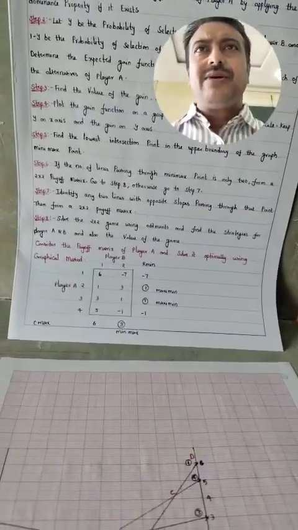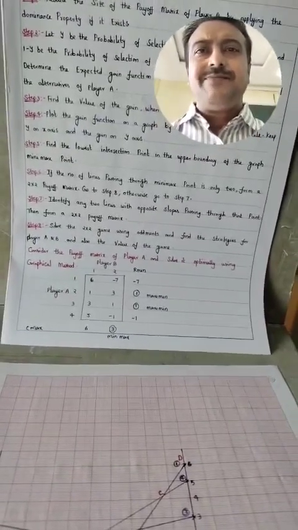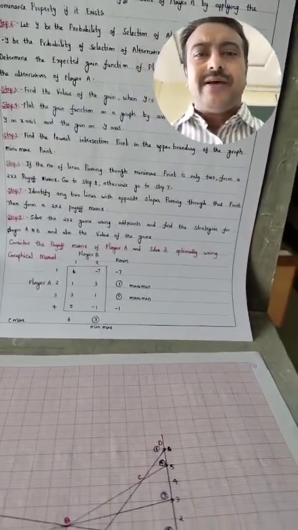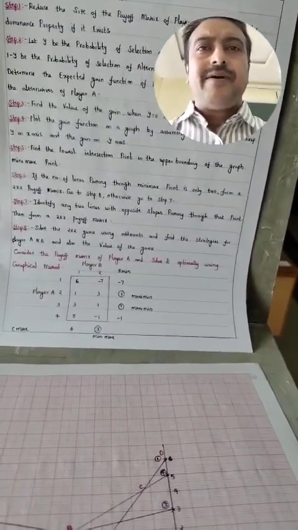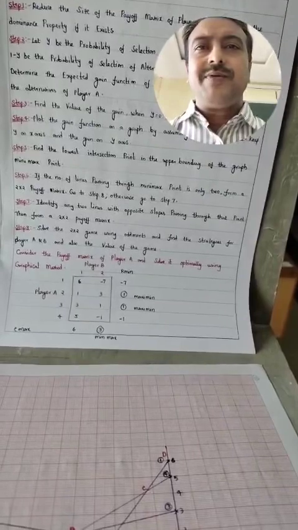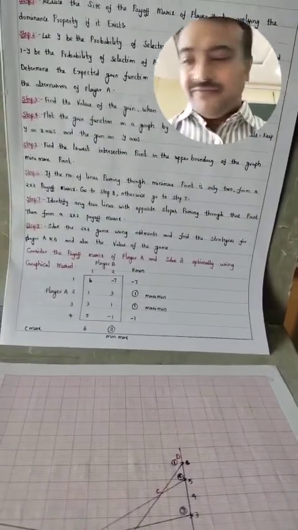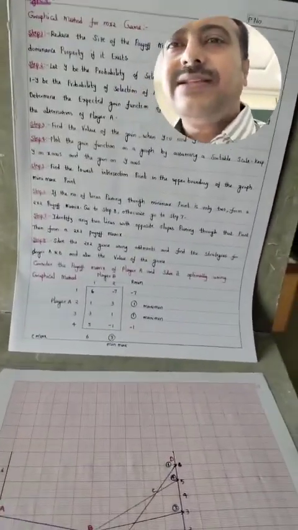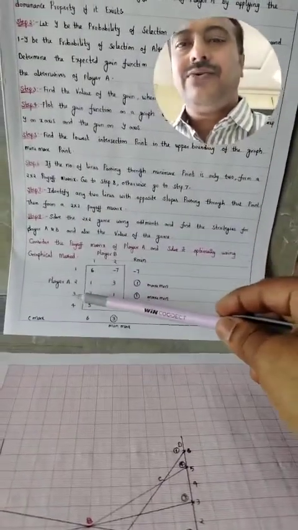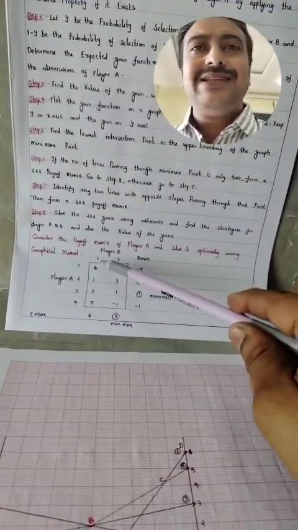M by 2 graphical method. Consider the payoff matrix of player A and solve it optimally using the graphical method. Here, if you observe, the strategies for player A are 1, 2, 3, 4 and the strategies for player B are 1 and 2.